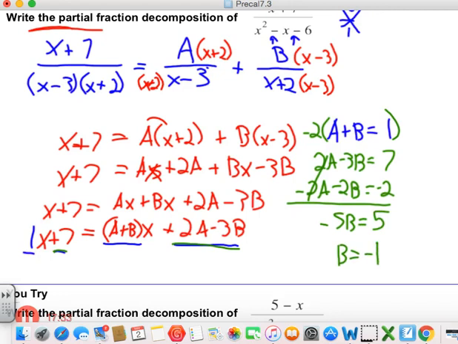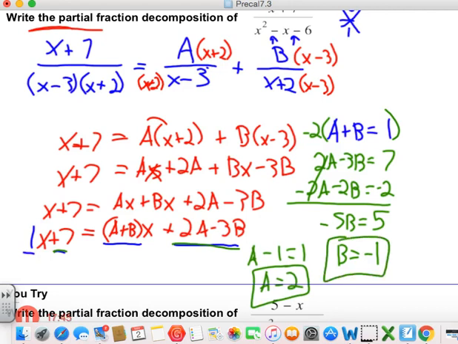And then I'll plug it back in to find A. So A plus negative 1 equals 1, right? Because B is negative 1. And then I add 1, so A has to equal 2. So now I've got A and I've got B. And now I can write the partial fraction. So my answer is actually going to end up being A is 2, so 2 over x minus 3. And then plus B is negative. So since B is negative 1, I'm going to put a minus right here instead of a plus, because I'll just put that negative out front of the fraction, and then over x plus 2.